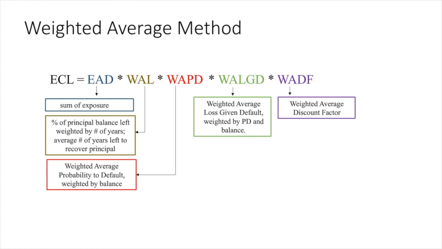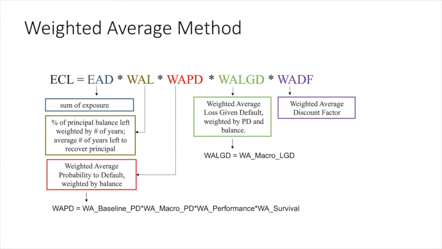So using this weighted average method, we can calculate the ECL, and further, we can break down the weighted average LGD into a product of the weighted average macroeconomic factors that are in the LGD model. The weighted average PD can also be broken down into its component factors, and that being the historical baseline PD, the macro PD, which is the contribution of the macroeconomic variables to the PD model, a performance adjustment, and a weighted average survival, which takes into account the active portfolio that exists at each time period.